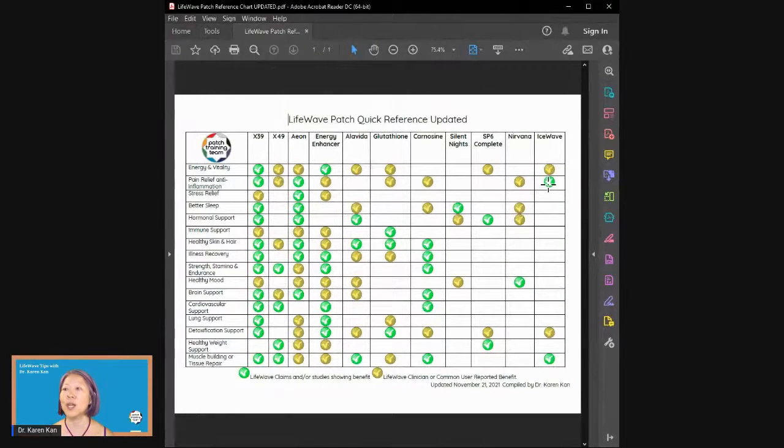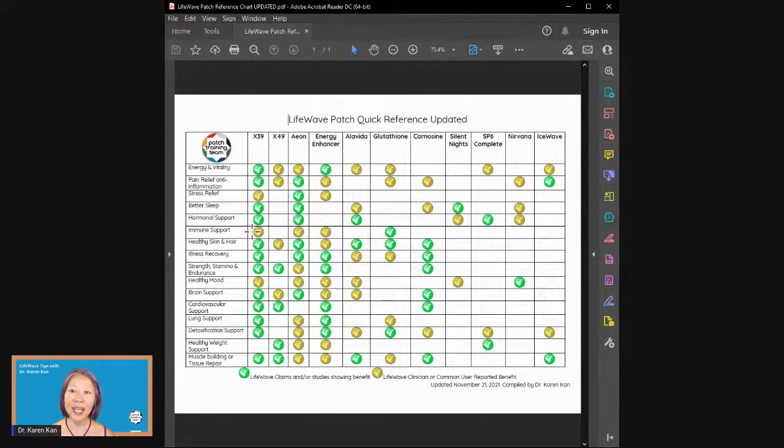So if you go to, say, immune support, a lot of people would like to do things that help to support their immune system, right? You could take a look at where we have clinical evidence of which patch can help support or balance the immune system. And here you get glutathione, right? You also see that there are some yellow check marks here.